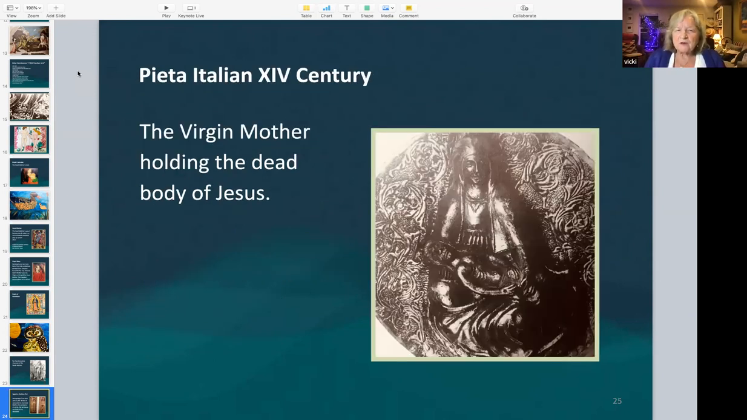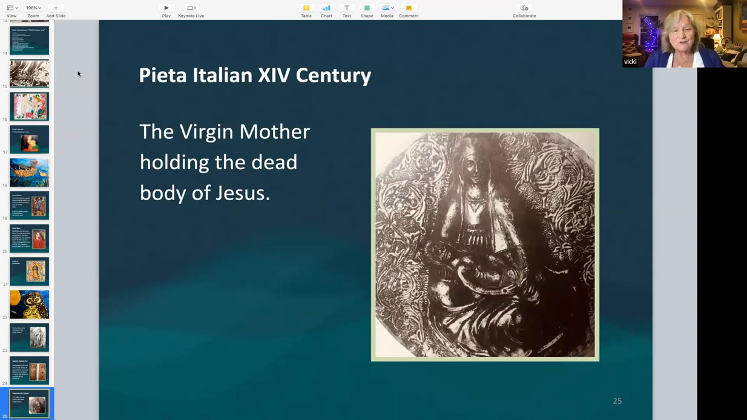Here's the Pietà, Italian Pietà. Of course, that's the Virgin Mother holding the dead body of Jesus. And I put this in here to show this transition and coming together of the Virgin Mother and then the Good Mother, the Elementary Mother, the caretaker, with the Death Mother. The Pietà is sort of this coming together of both of those things.